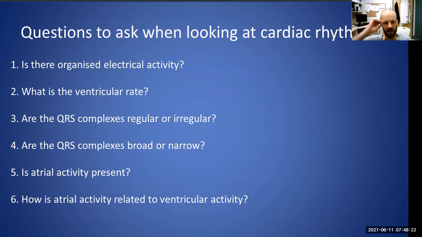So now that we know a little bit about some of the common arrhythmias, there are many more arrhythmias to look at. We can make a whole career of looking at arrhythmias, but these are some of the common sorts of arrhythmias that we can look at. And these are some of the questions that we can ask that are going to help us work out what the rhythm is that's going on.